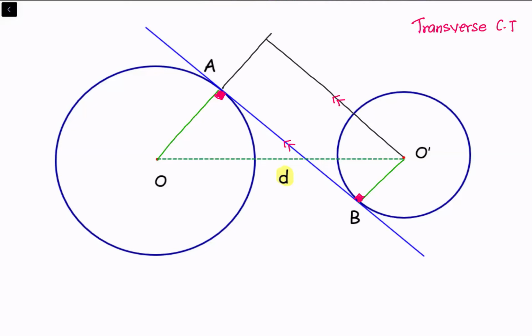If we look at the radius, this is a radius, this is a radius, and this particular tangent is a transversal. These angles are alternate interior angles, which are 90 degrees each. If alternate interior angles are equal, we can say that these lines are parallel to each other. And this is in continuation, right? And this point we have named as M.